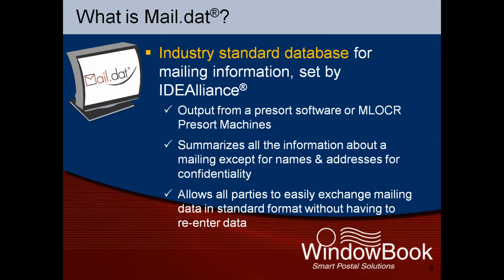Essentially, Mail.dat summarizes all of the information about a mailing, with the exception of the names and addresses of the recipients. This allows for communication of detailed mailing data without compromising confidentiality. This standard file format allows various parties involved in the mailing process to easily exchange mailing information, knowing that it is an industry standard, easily recognizable format, and without the need to re-enter data.